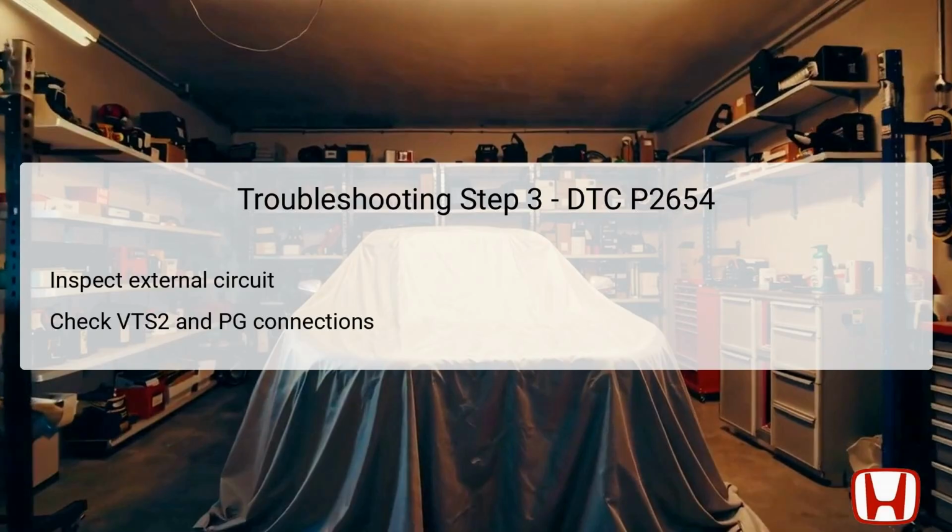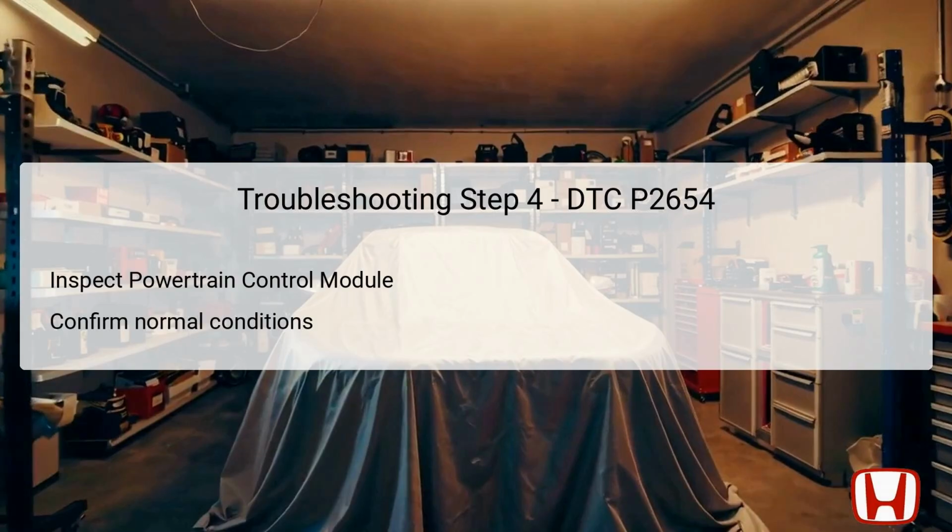A multimeter should be employed to measure the resistance in the KG and VTS2 wiring, ensuring it's less than 1 ohm for normal operation. If these measurements indicate abnormal values, it suggests that an open wire or fault exists in the circuit, which can be crucial for troubleshooting the DTC P2654 effectively.